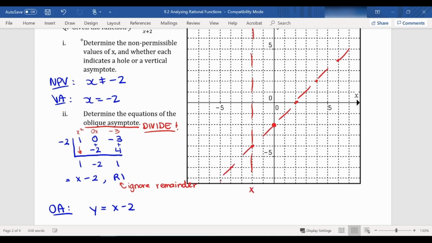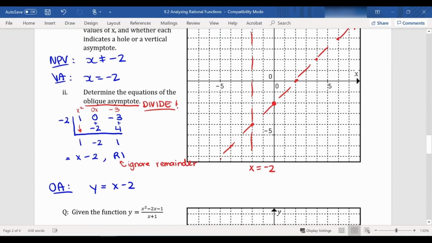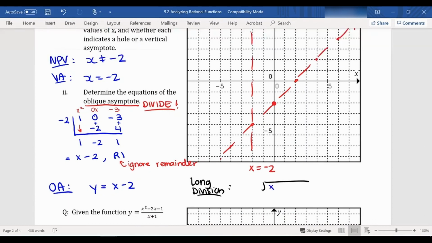So you have x equals -2 as your vertical asymptote, and y equals x minus 2 as your oblique asymptote. You could also do long division. Long division would be fine as well. If you do long division, you will have x squared plus 0x minus 3, divided by x plus 2 as your factor.